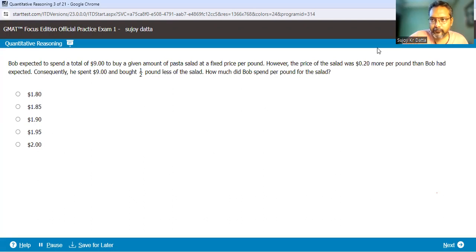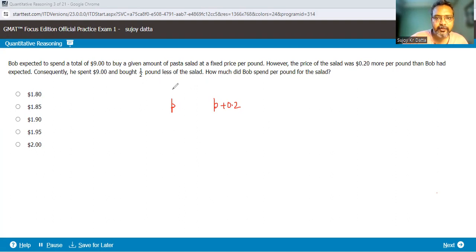Next, Bob expected to spend a total of $9 to buy some pasta salad at a fixed price per pound. However, the price of the salad was 20 cents more per pound than Bob had expected. So if it was actually supposed to be P, he ended up purchasing at P plus 0.2. He spent $9 only and bought half pound less of salad.